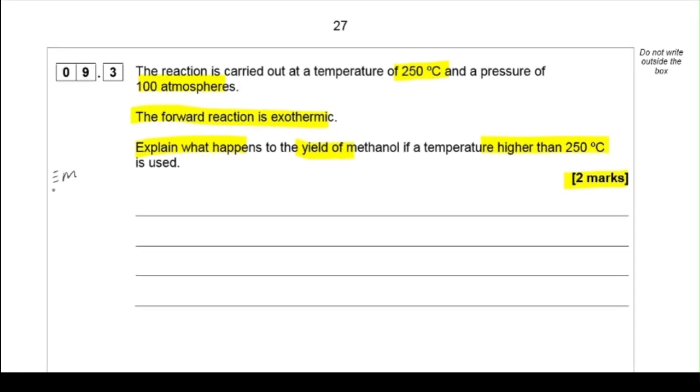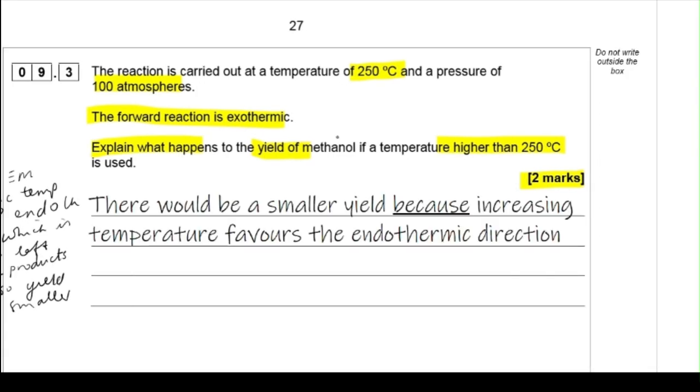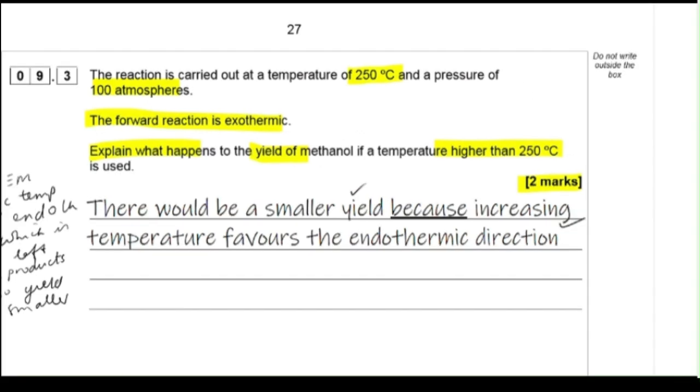So this is testing our knowledge of equilibrium. If we increase the temperature at equilibrium, this favours the endothermic direction, which is to the left, in favour of the reactants. So, therefore, the yield will be smaller. In order to get 2 marks for this question, you must write in the space provided: there would be a smaller yield for 1 mark, because increase in temperature favours the endothermic direction for the 2nd mark.